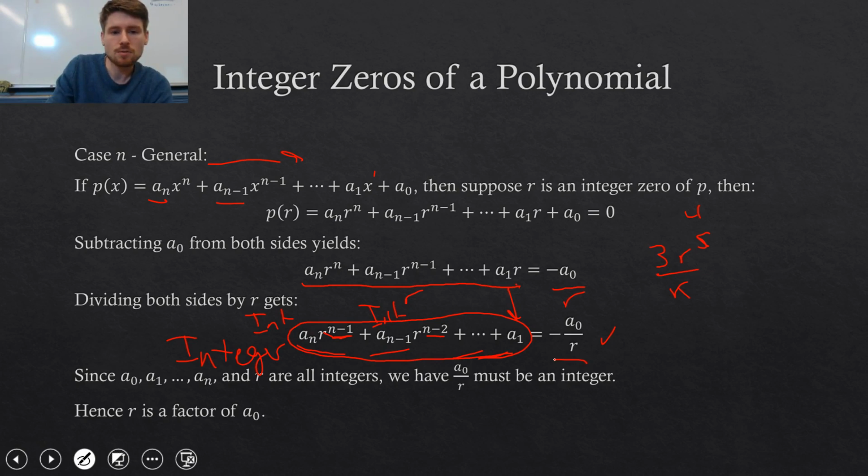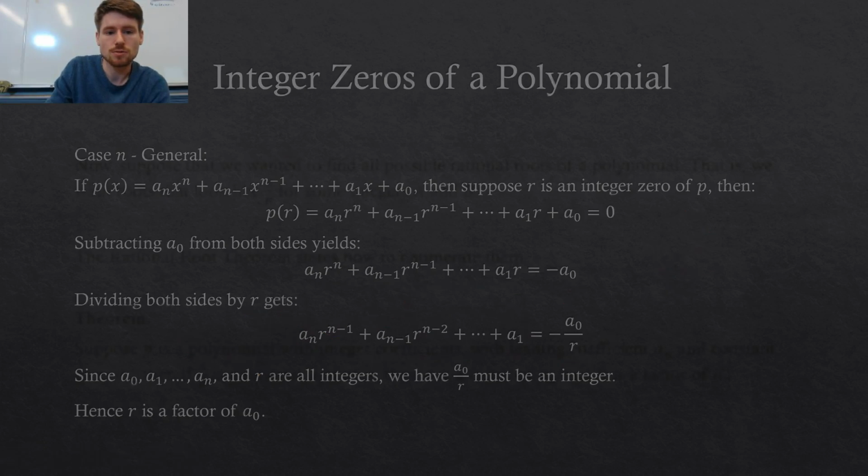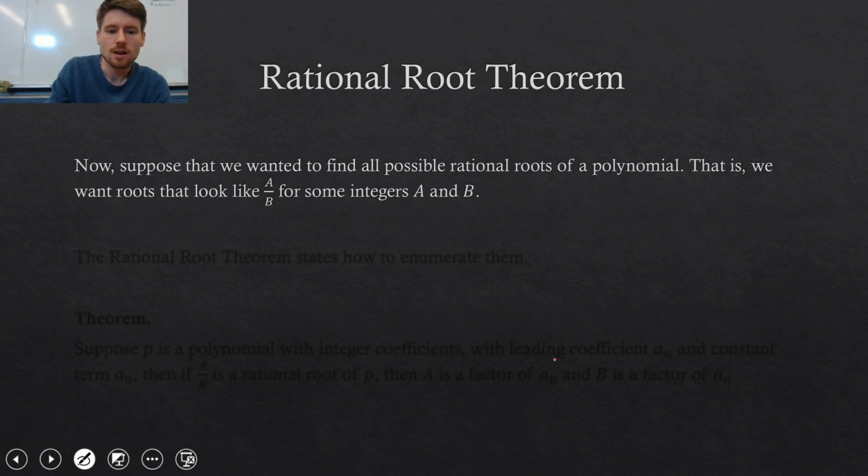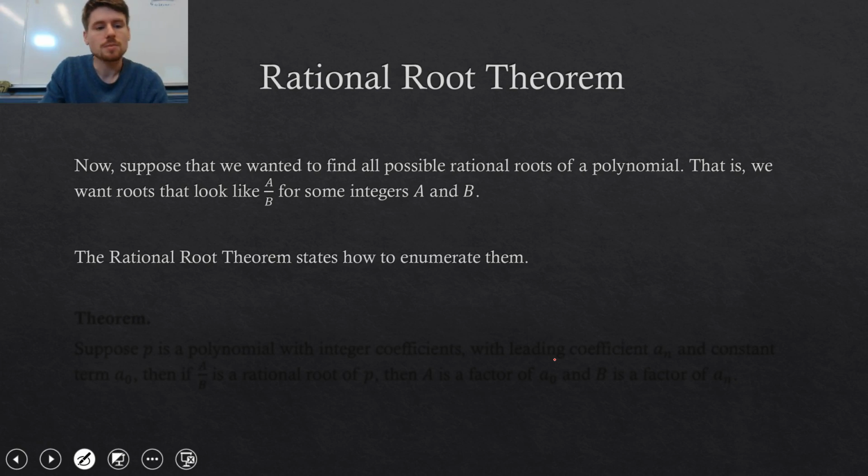Let's look at the rational root theorem next, which we'll prove again. It's a similar proof. So rational roots, as opposed to integer roots. I guess people could say rational zero theorem, but I think rational root sounds better. Suppose we want to find all the rational roots of a polynomial. So we're looking for roots that look like a over b, so some integer over another integer. The rational root theorem tells us how to find all of these.